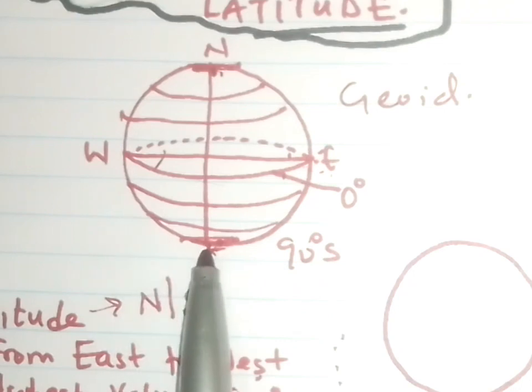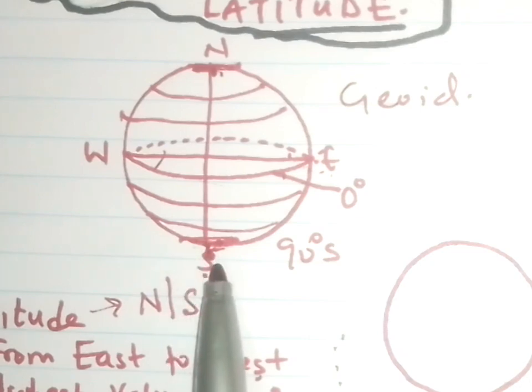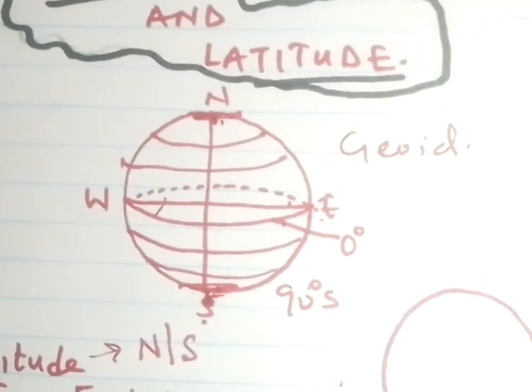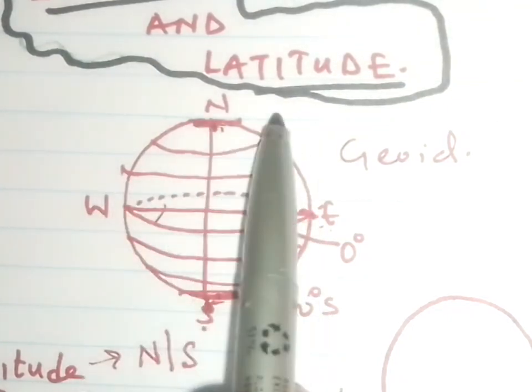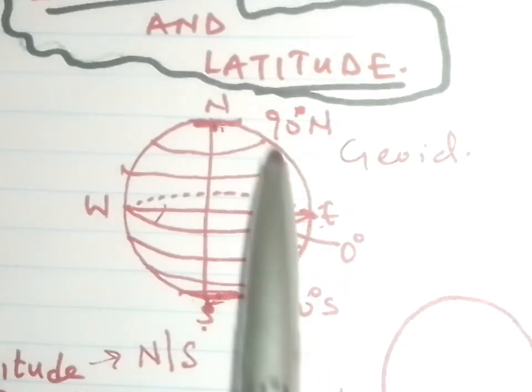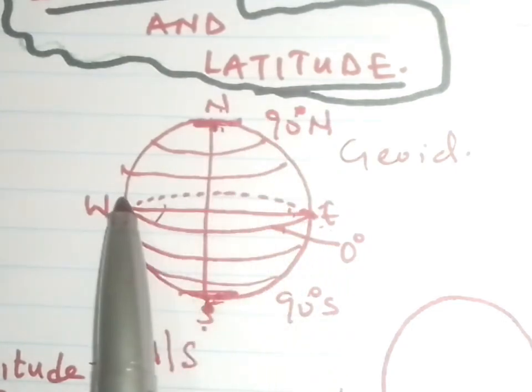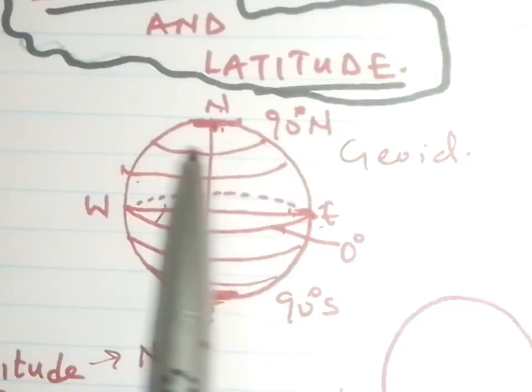90 degrees south is the highest latitude that you can have in the southern hemisphere. Now, if you're going to the top part, you're going up. This is 0 degrees, and the highest you can have here is 90 degrees north. So if you're going up like this, you're going to have 0 degrees at the equator, then maybe 30 degrees, 40 degrees, 50 degrees, 60 degrees.